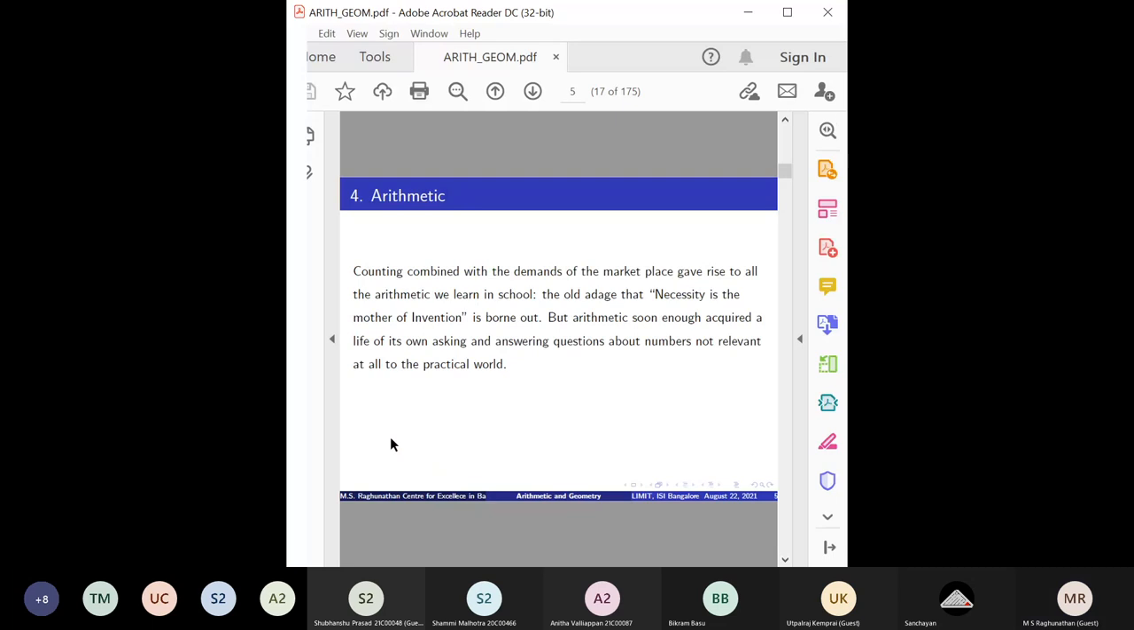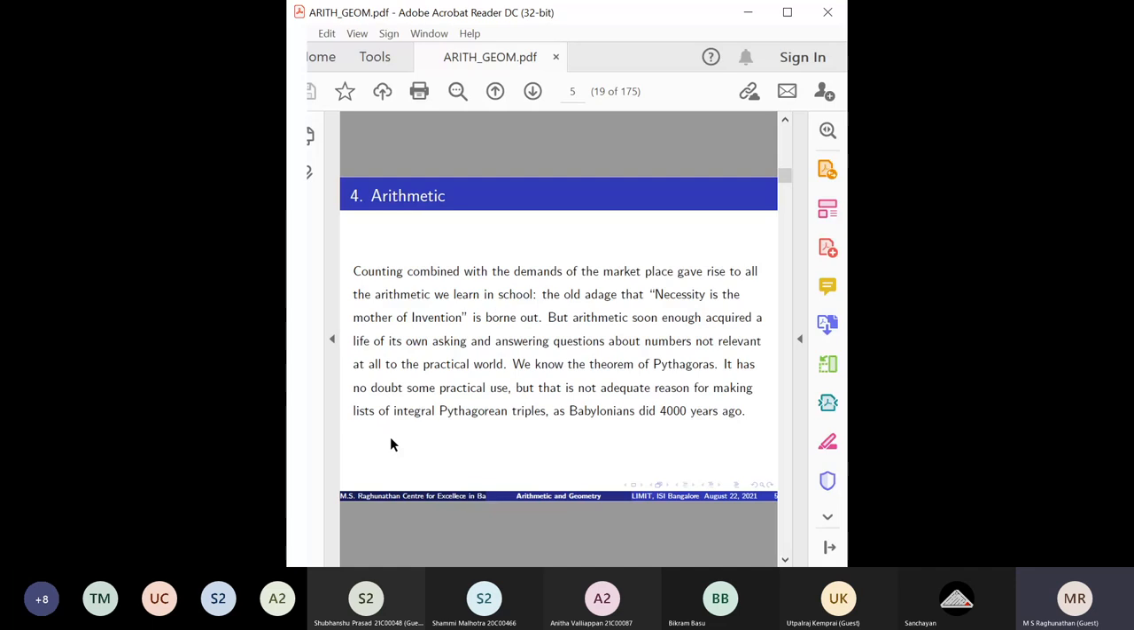We know the theorem of Pythagoras. It has no doubt some practical use, but that is not adequate reason for making lists of integral Pythagorean triplets. That is triplets A, B, C of integers, such that A squared plus B squared equals C squared. The Babylonians made such lists more than 4,000 years ago. And such lists are not called for any practical use.